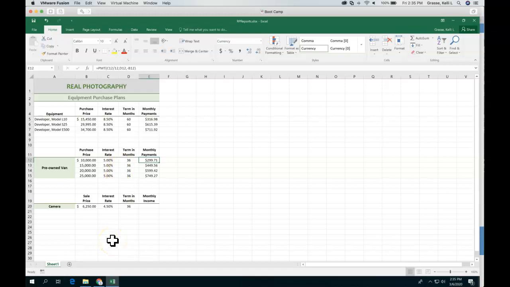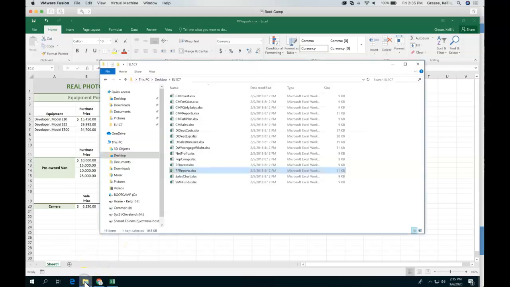The other function I want to talk to you about is the IF function. And the IF function is helpful in kind of asking a question of the data.